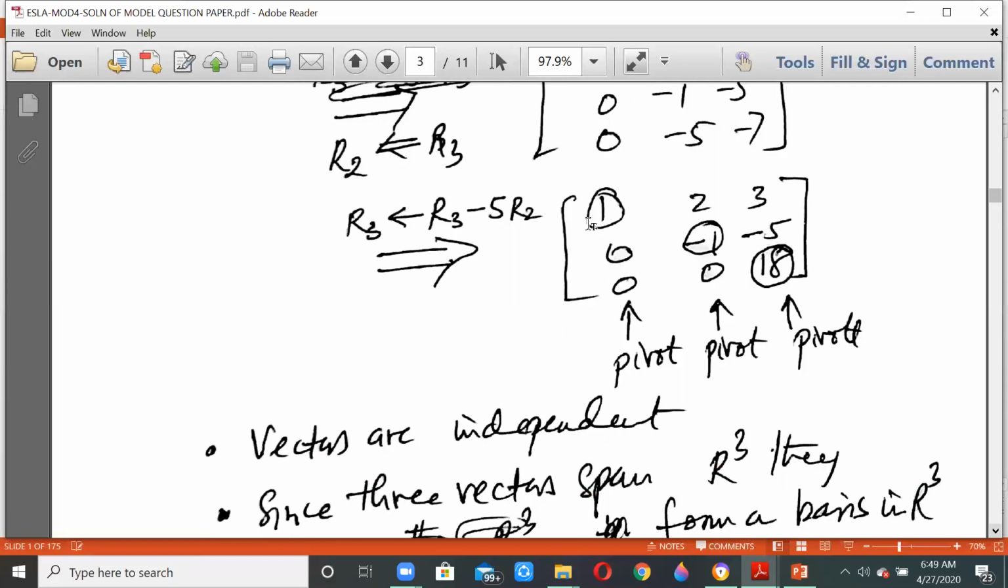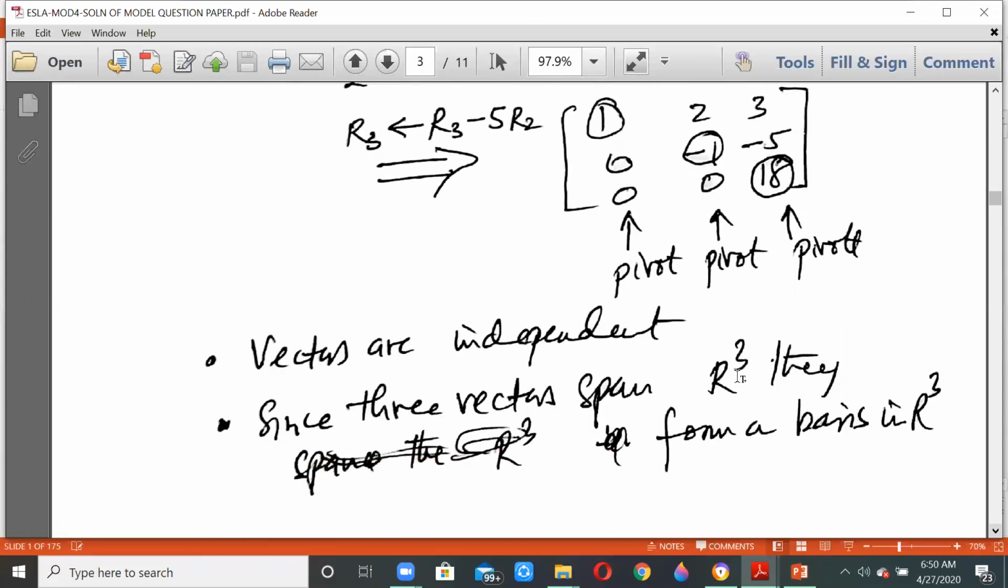So you can see that you have the three pivot variables x1, x2, x3. Therefore, it will be independent. Also, none of the rows is giving us a value 0, 0, 0. Hence, one can say that all the three correspondingly span the space of R cube. Therefore, they form a basis.